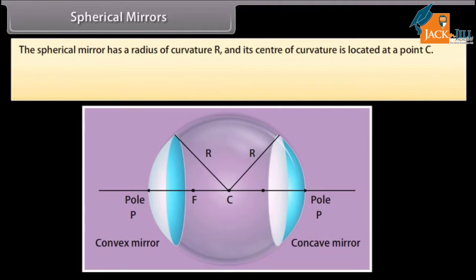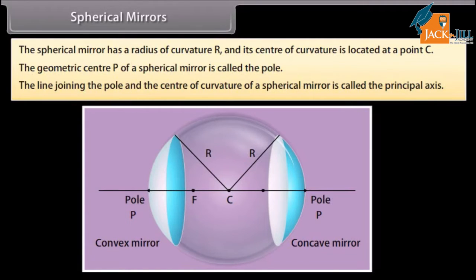The spherical mirror has a radius of curvature R, and its center of curvature is located at point C. The geometric center P of a spherical mirror is called the pole. The line joining the pole and the center of curvature of a spherical mirror is called the principal axis.